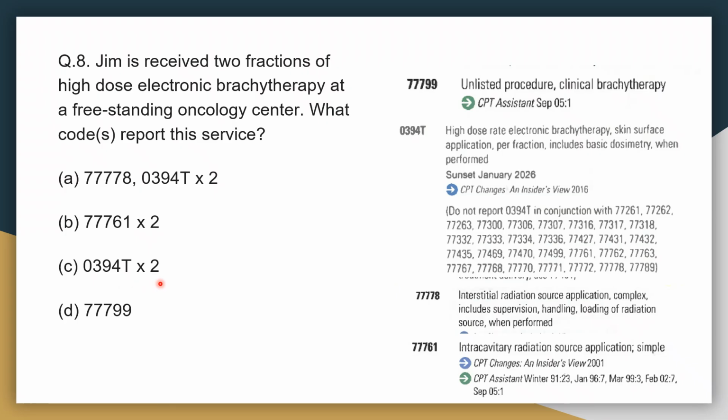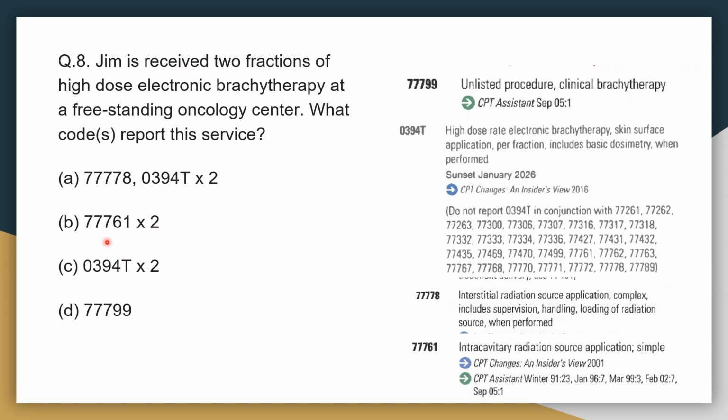0394T into 2. Now this code looks slightly different, and if you remember, this is the code for evolving new therapies in the field of medicine. So next year you will get a permanent code for this, but this must be the latest new electronic brachytherapy. We have this code, high dose rate electronic brachytherapy skin surface application per fraction. So this is the code for that.